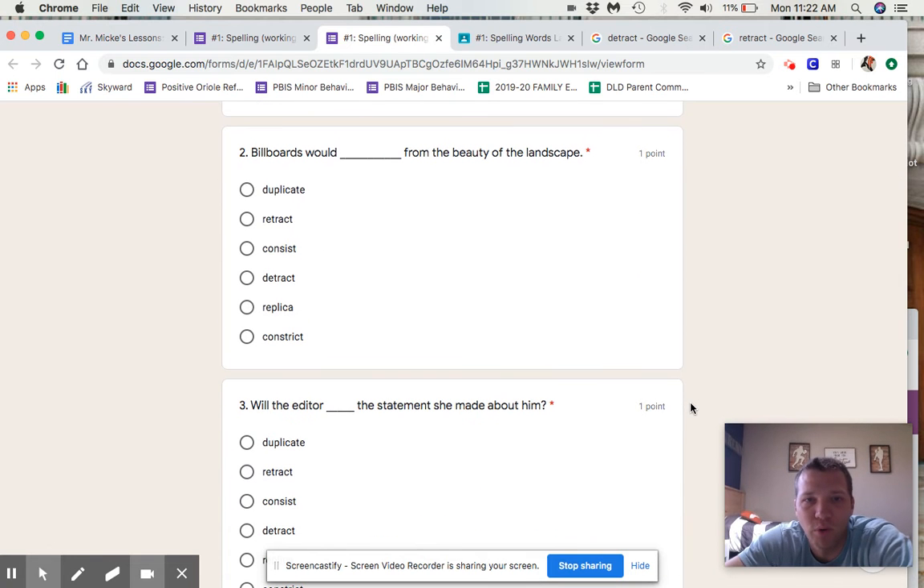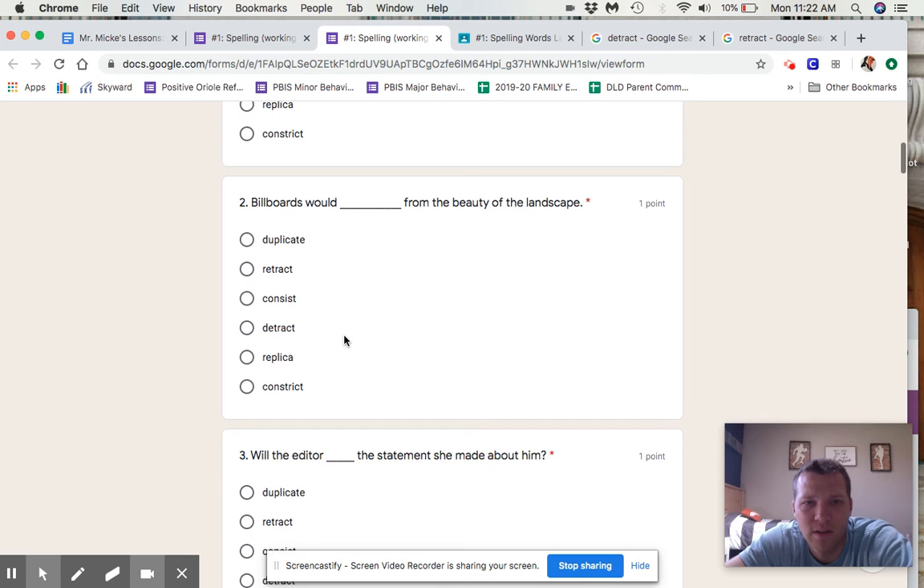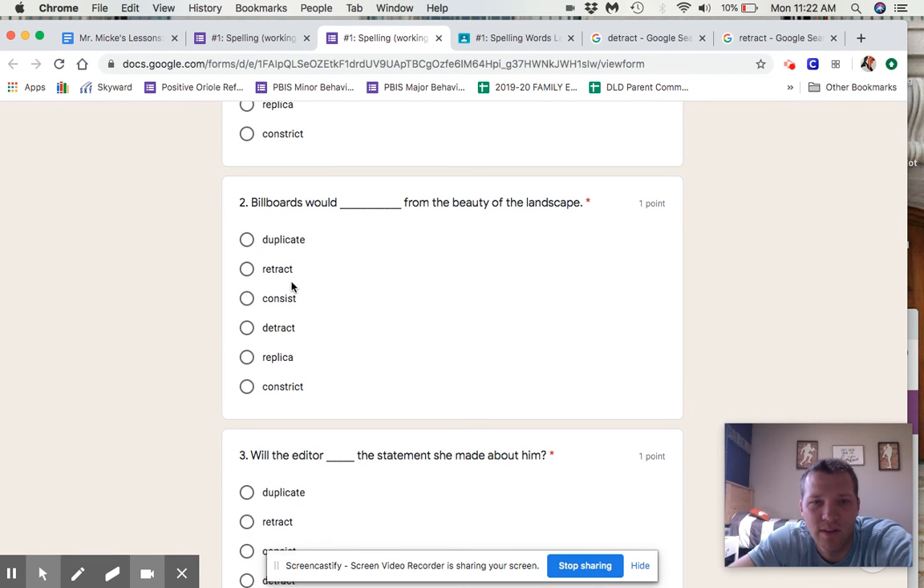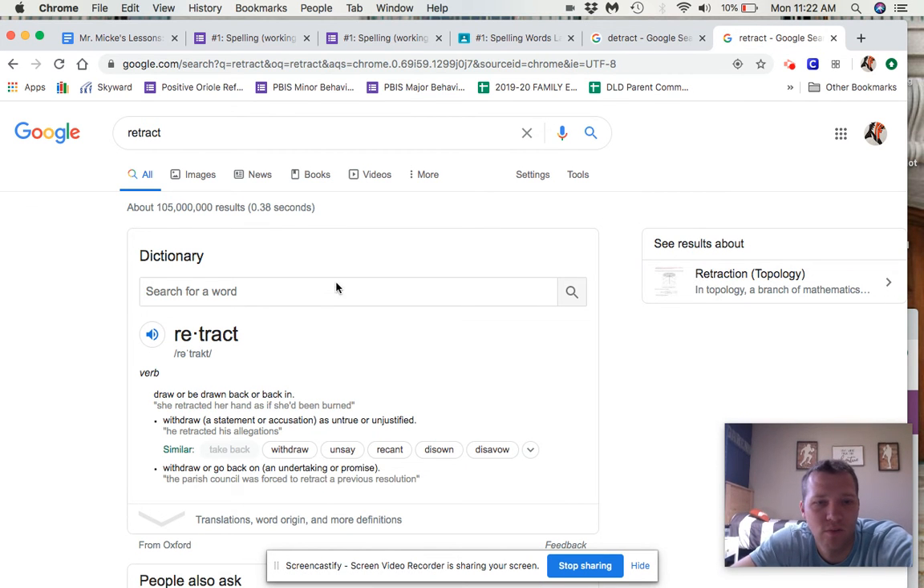Number 2, billboards, or those big signs by the roads, would blank from the beauty of the landscape. Okay, so I noticed 2 words with tract in there. Because if you remember, tract means to pull or draw. So now let's look them up, because that's our additional step that's going to help us. Detract says diminish the worth or value of. That would make sense. If I looked up retract, we have withdraw, to draw or be drawn back. Almost like if you said something or you made a promise, to go back on it, to go back to that person. That doesn't make sense to me for that one.